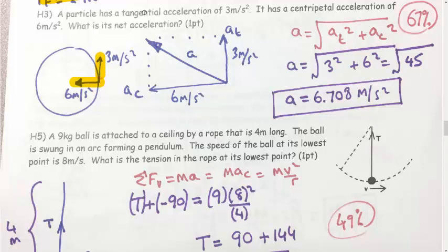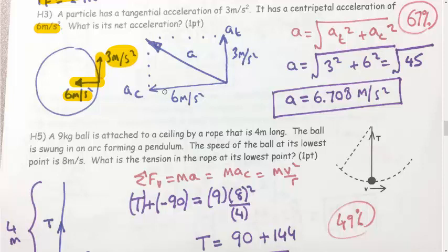The question says a particle has a tangential acceleration of 3 meters per second squared. So I give you that value. It has a centripetal acceleration of 6 meters per second squared. Oh, it's very kind in this case. I gave you that value. What is the net acceleration?